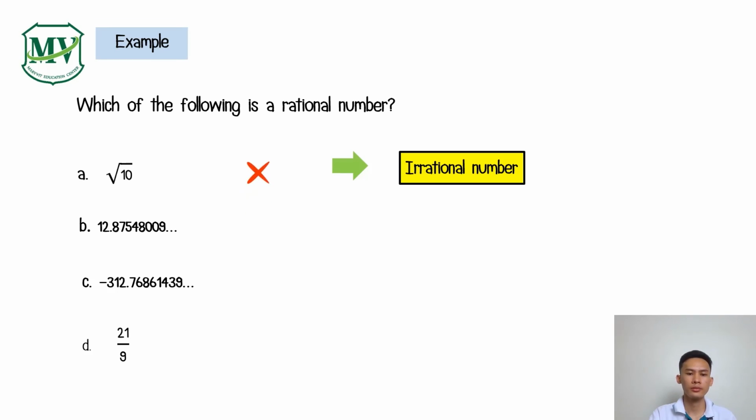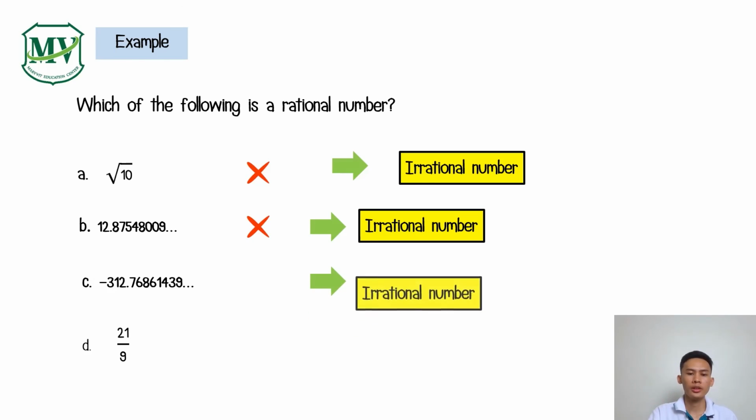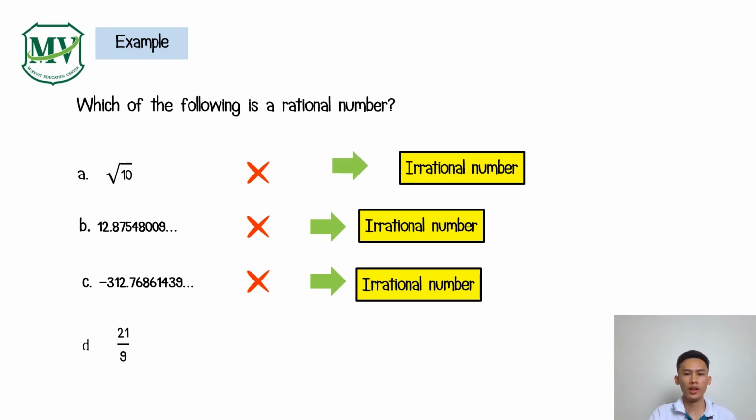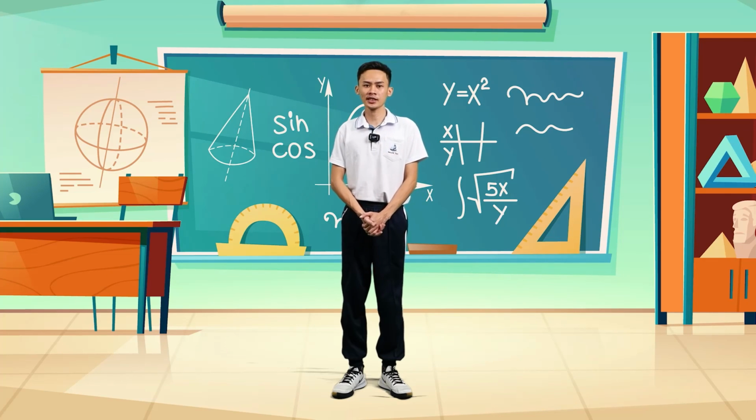Letter B, it's also an irrational number. So it's not the correct answer. In letter C, it's also an irrational number. So it's not the correct answer also. In letter D, it is a rational number. So the correct answer is letter D. That's all for this video presentation.